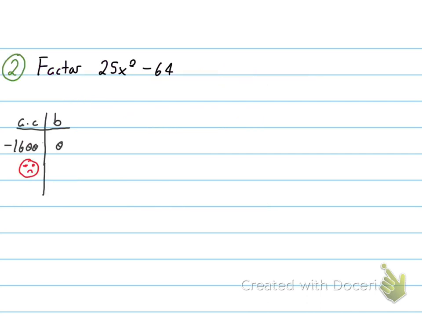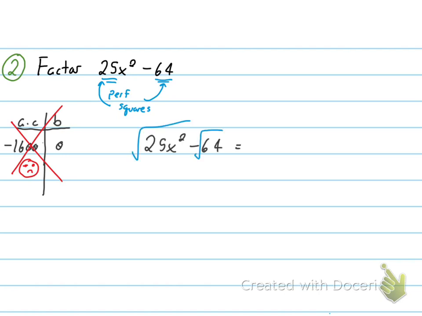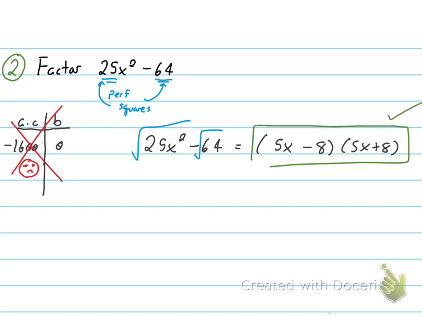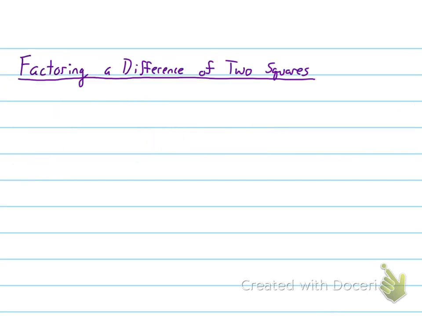So back to our original problem. Instead of trying to figure out all the factors of negative 1600, I noticed that 25 is a perfect square and 64 is a perfect square. So using that rule, I'm going to square root both terms. The square root of 25 is 5, the square root of x squared is x, and the square root of 64 is 8. So my final answer would be 5x minus 8 times 5x plus 8. Knowing that rule is going to be a lot quicker than doing that factor tree.